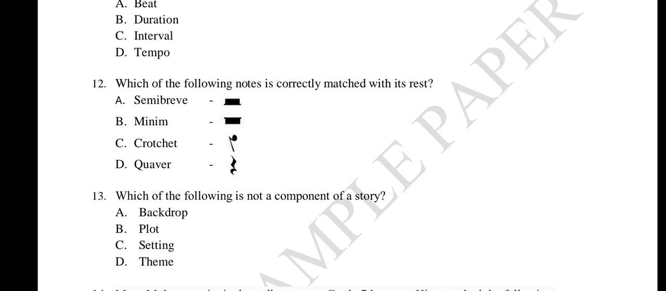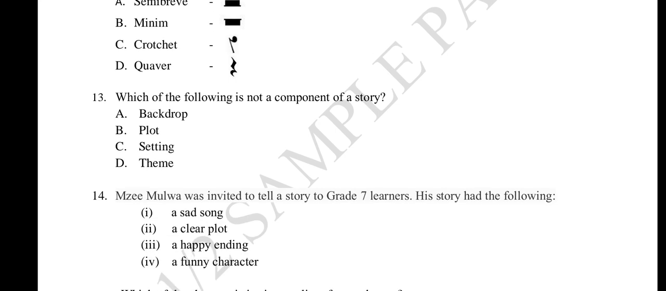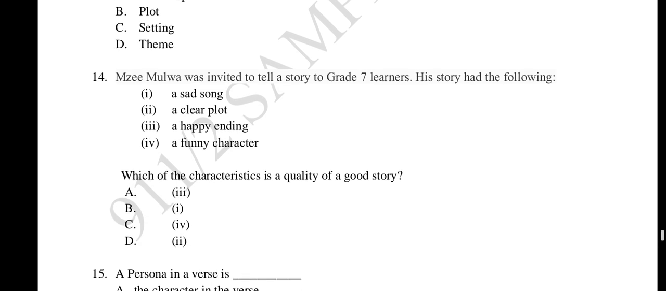Crochet? Oh yeah, crochet. Crochet is very correct. Crochet when you use a walking stick, so crochet is very correct. The correct answer is C, crochet. Which one of the following is not a component of a story? Backdrop, plot, setting, theme. Of course, backdrop is not a component of a story.